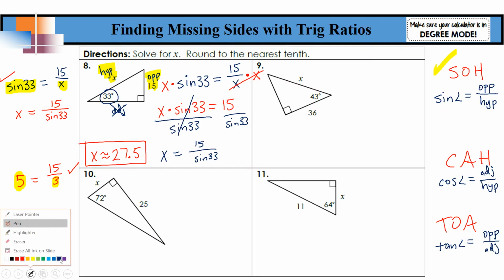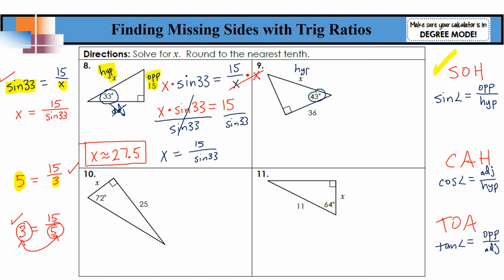All right, let's take a look at number 9. In number 9, let's go ahead, circle the 43 degrees, and label the sides. X is the hypotenuse, and 36 is our adjacent side. This is our opposite side, but since it's not labeled, we're not even going to use it. All right, now let's think, which trig ratio are we going to use? Well, we look at what was provided. We have the hypotenuse here, and we have the adjacent side here. That means we've got to be using cosine.